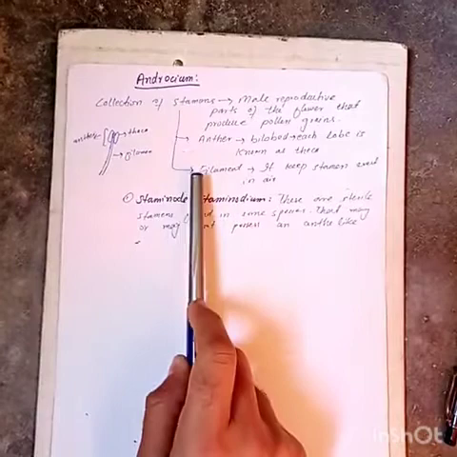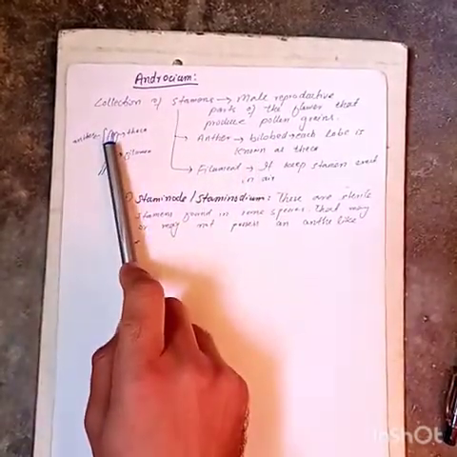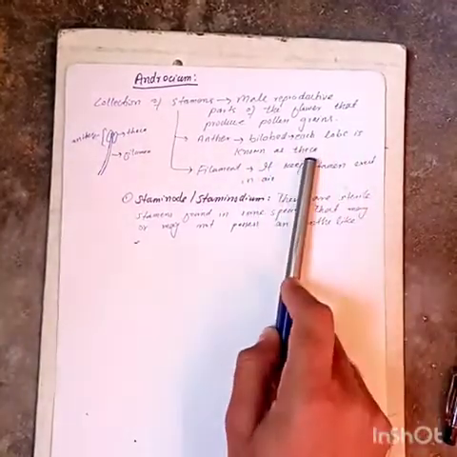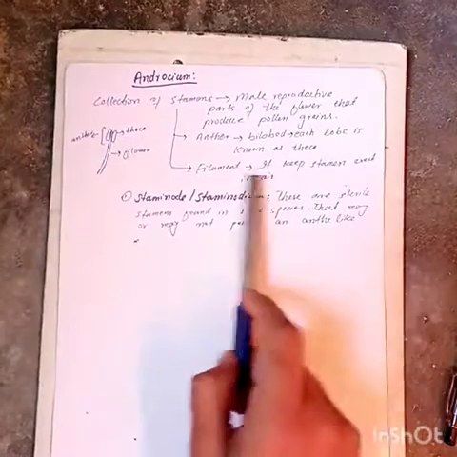Stamens consist of two main parts. Anther, it is bilobed. Look at here. Each lobe is known as the theca. Filament, this is the second part. It keeps the stamen erect in air.